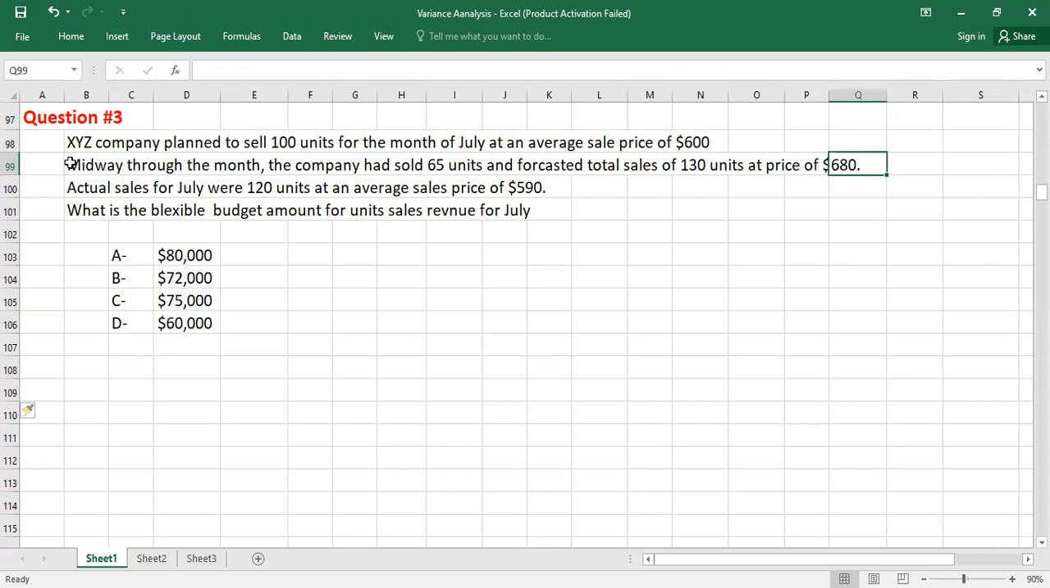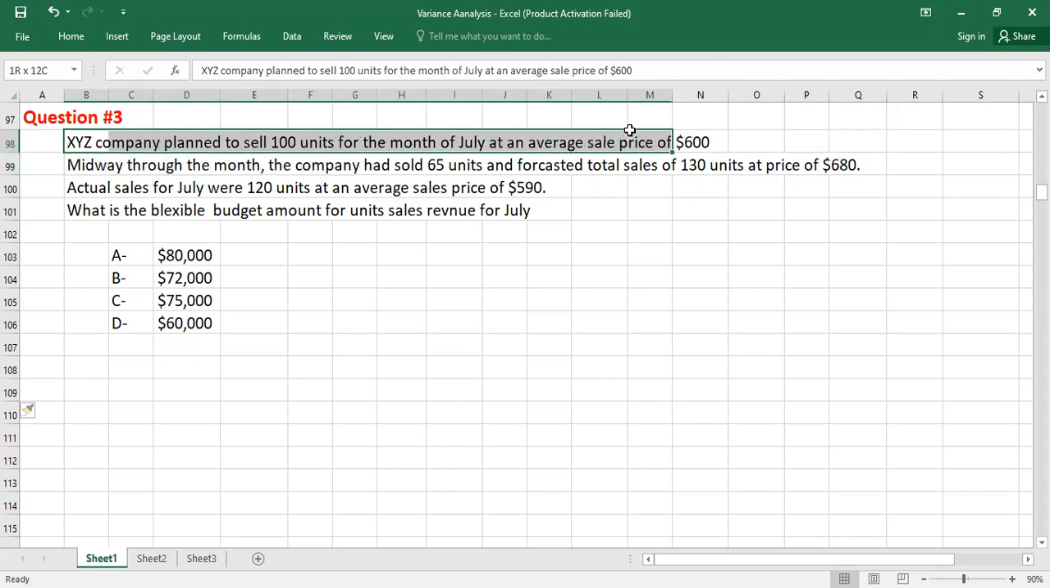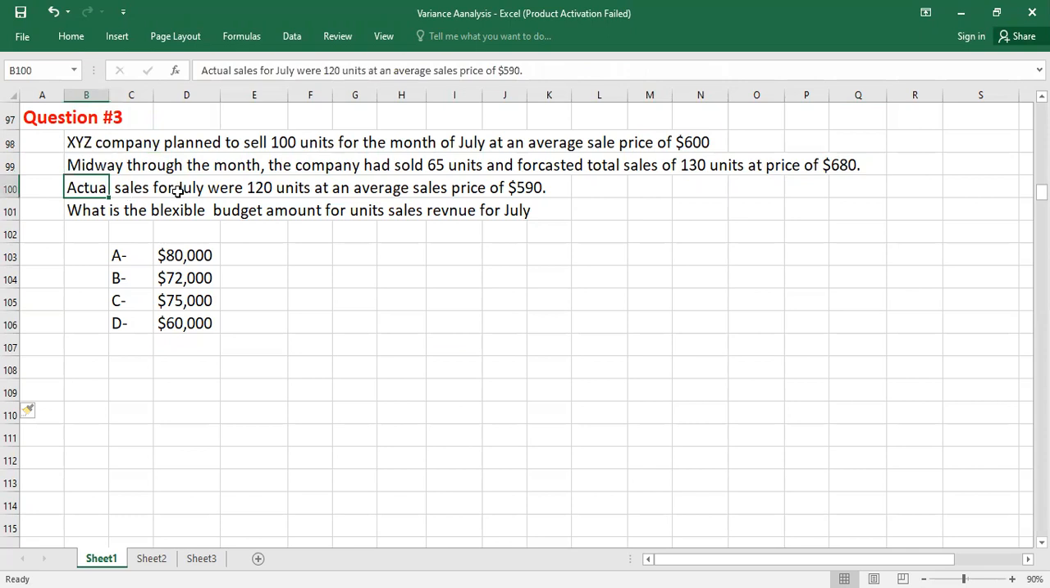This is not relevant because it's midway through the month. We need static budget. This was the static budget information, and we need to compare with the actual results. So here we have our actual sales for July were 120 units. This is the actual sale, and average sale price was 590. This is the actual sale price. What is the flexible budget amount for this sales revenue for July? So you have to calculate amount of revenue for July as per flexible budget. So we have 4 options. Let's have a look how we can do it with the help of the solution.